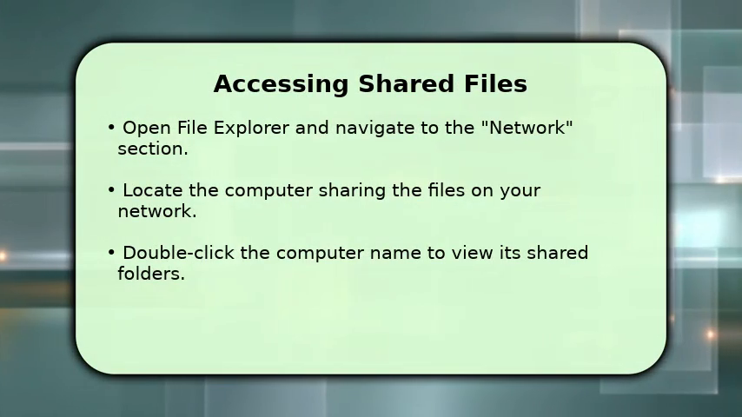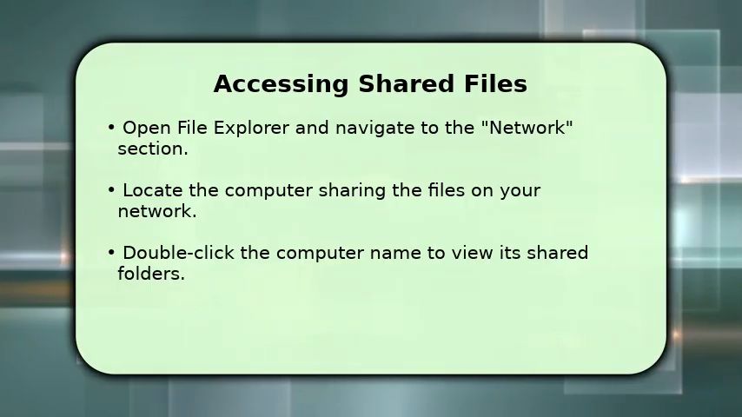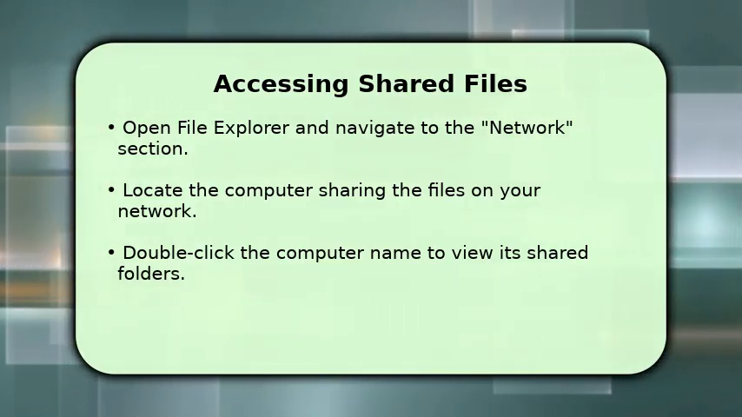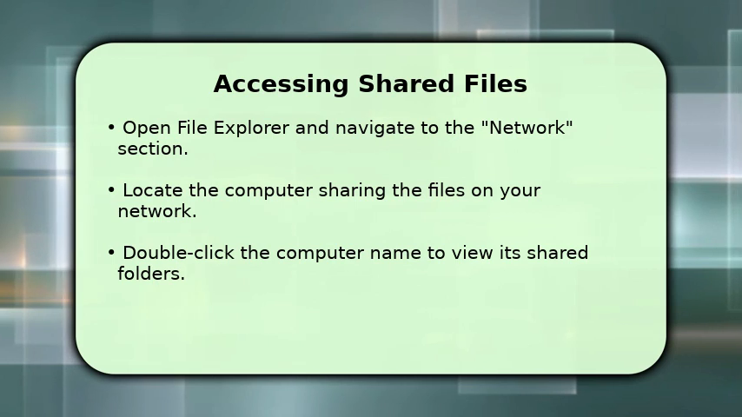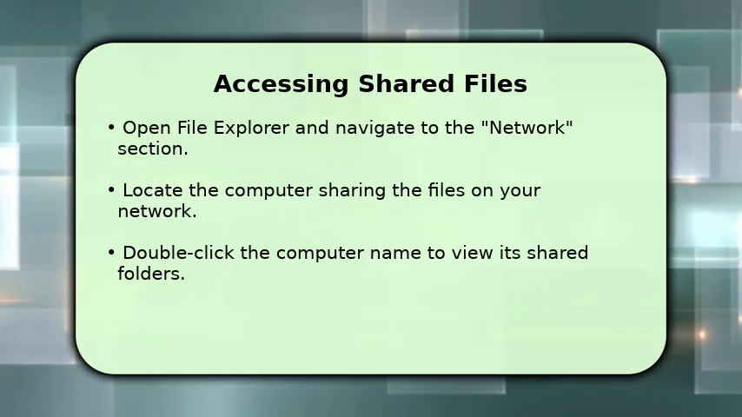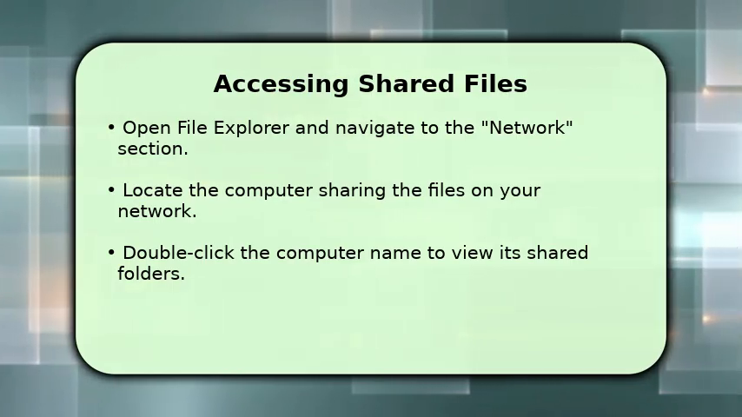To access shared files from another computer on your network, open File Explorer and click on Network in the left-hand pane. You should see a list of all discoverable devices. Find the computer that is sharing the files and double-click its icon.